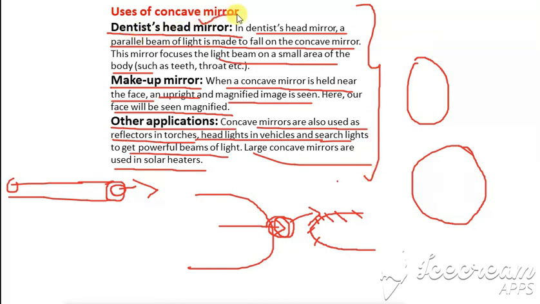The first one is the dentist head mirror, makeup mirror. Then here we are using the torches, headlights in the vehicles, and also it is used in solar heaters. Yes, clear with this, ma?